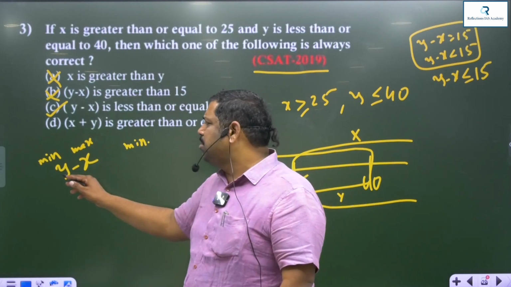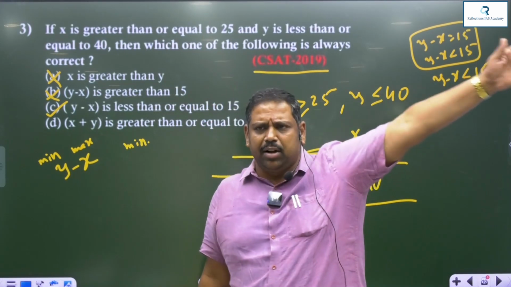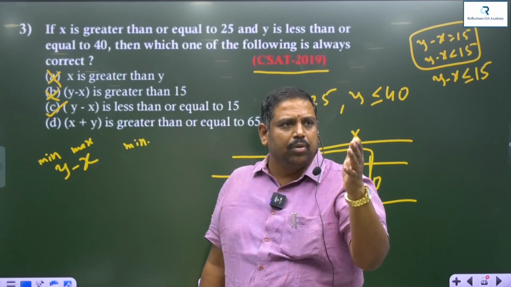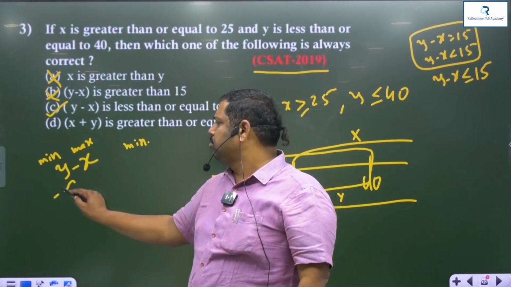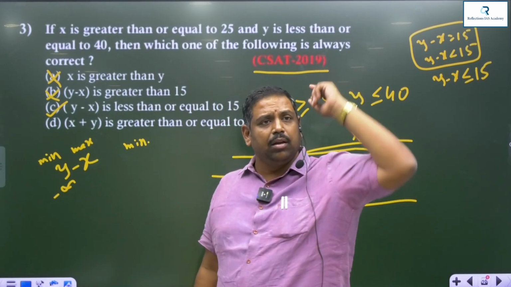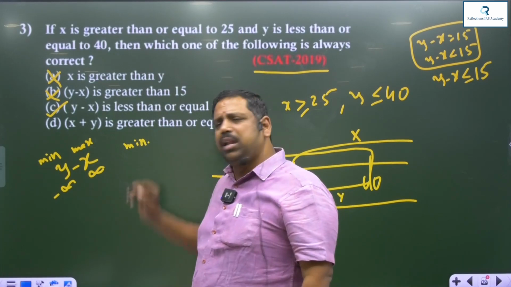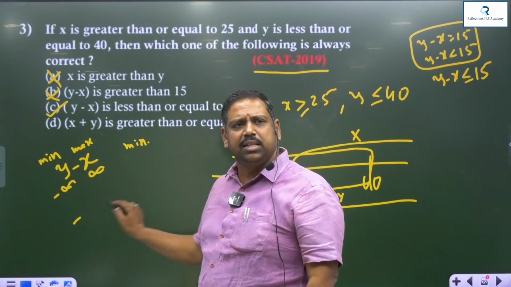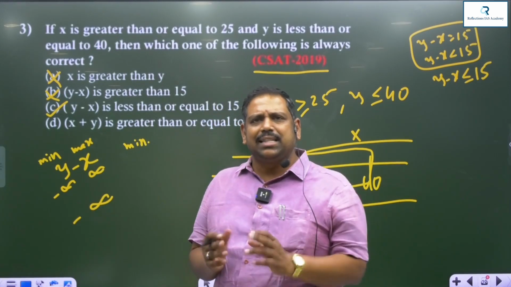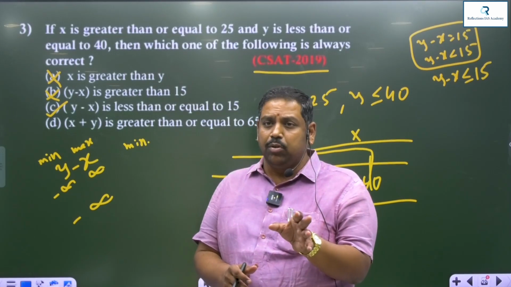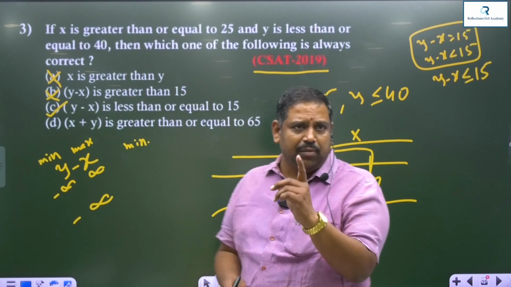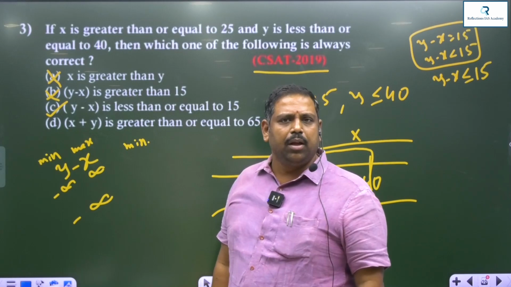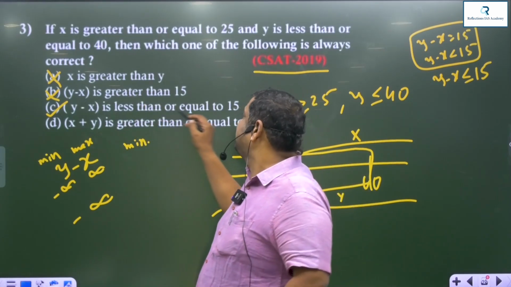Then, sir, y's minimum value means you can go with negative infinity, right? Because it is less than or equal to 40. He is not saying that it should stop at 0. It can go up to minus infinity. And x's greatest value can be infinity. So this gap will be a negative one, definitely. Minus infinity, definitely you are getting minus infinity, right or wrong? So that means it has a minimum value or no minimum value? No minimum value. It will never be positive. Right or wrong? But this one says that y minus x is greater than 15. Now tell me, is it possible or impossible? Impossible.